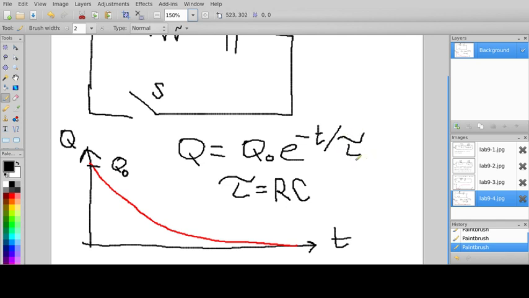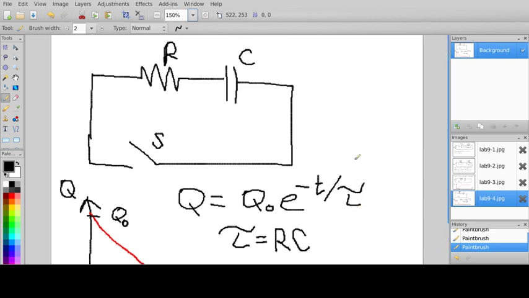Now, in the lab, what you would have done is you would have actually hooked up a capacitor and a resistor in series like that. You would have charged them up, okay? And then you would have shorted out the capacitor. You would have basically made the circuit.